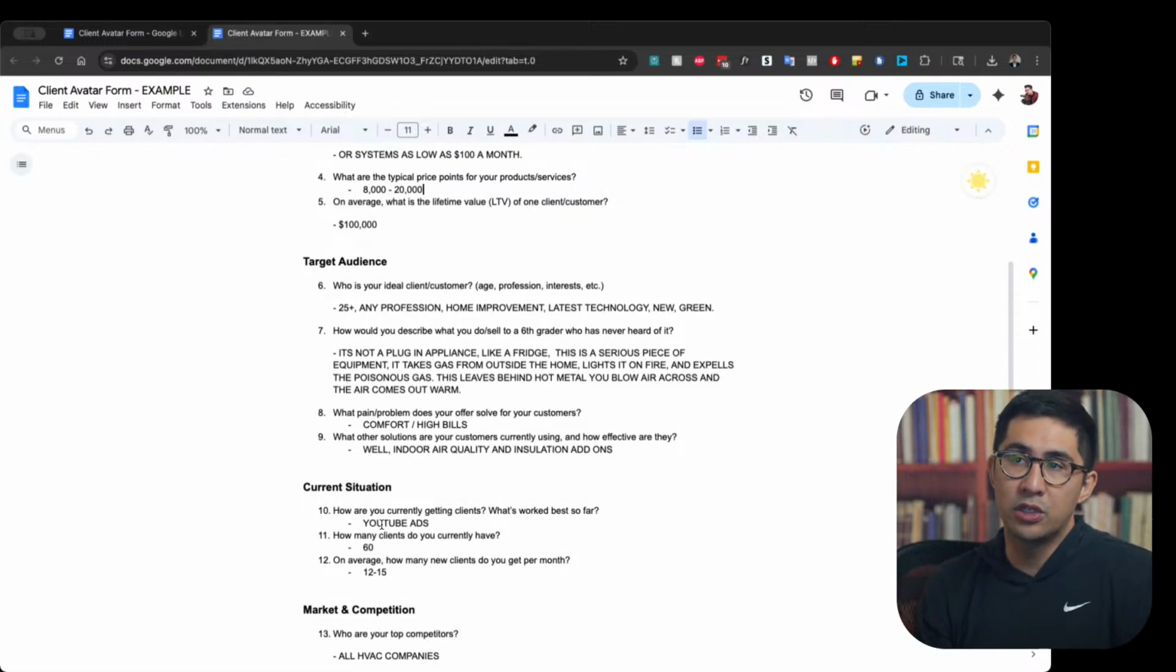Number 9, what other solutions are your customers currently using and how effective are they? So for them, it's going to be indoor air quality and insulation add-ons. Not really much more to add on there, no pun intended, but it's pretty self-explanatory.